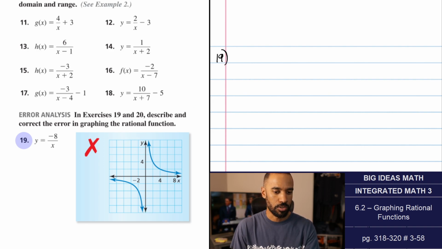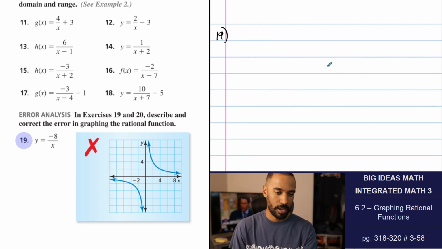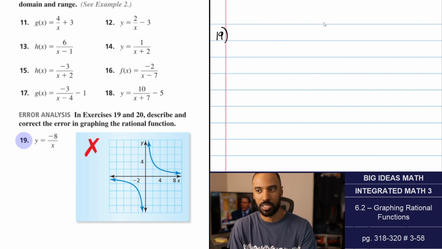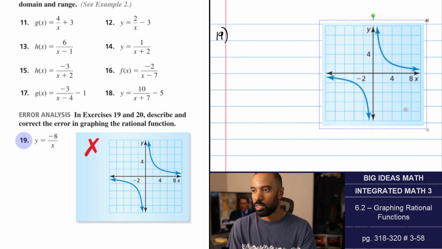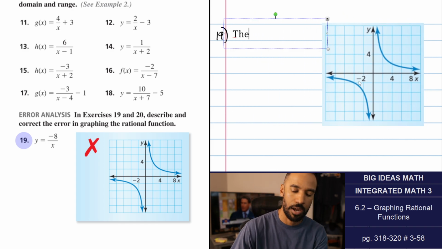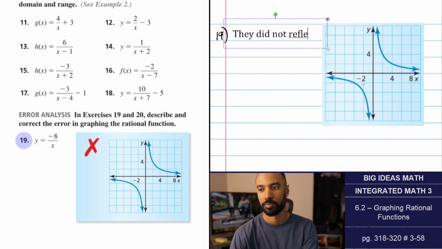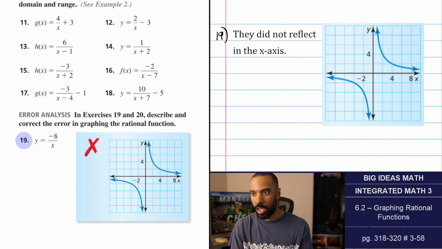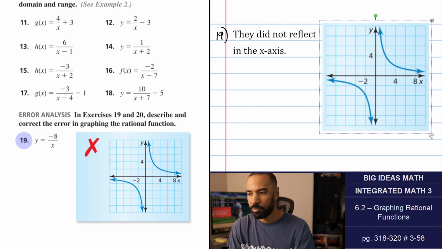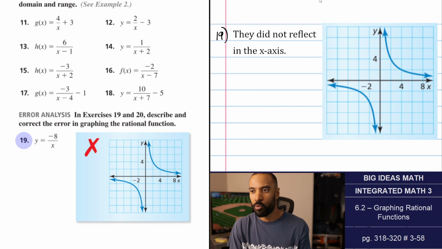And I'll go ahead and use their graph for it to keep the scale the same and make sure that it is actually the same. So I'll get this one prepped while I identify their mistake. They didn't reflect in the x-axis. That's basically all I'm going to say there. This graph, they did not reflect in the x-axis. As far as asymptotes go, they're at x and y equals 0. Those are fine. As far as the points, I think they're all good.